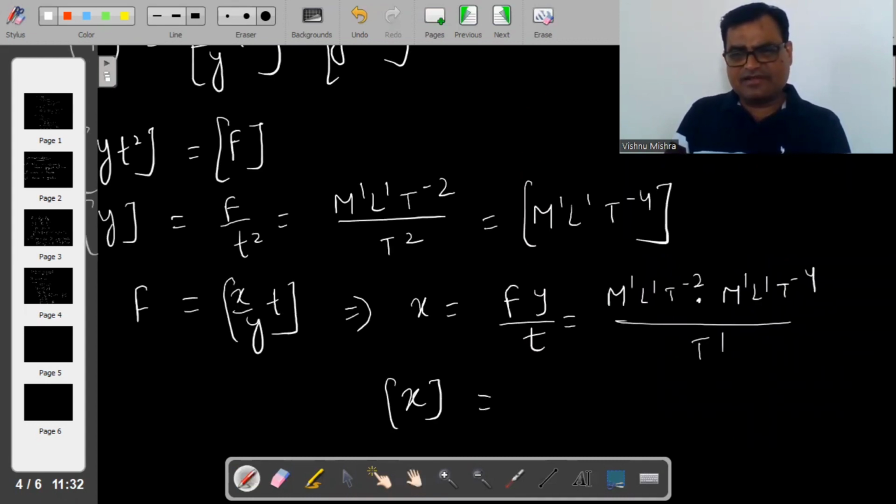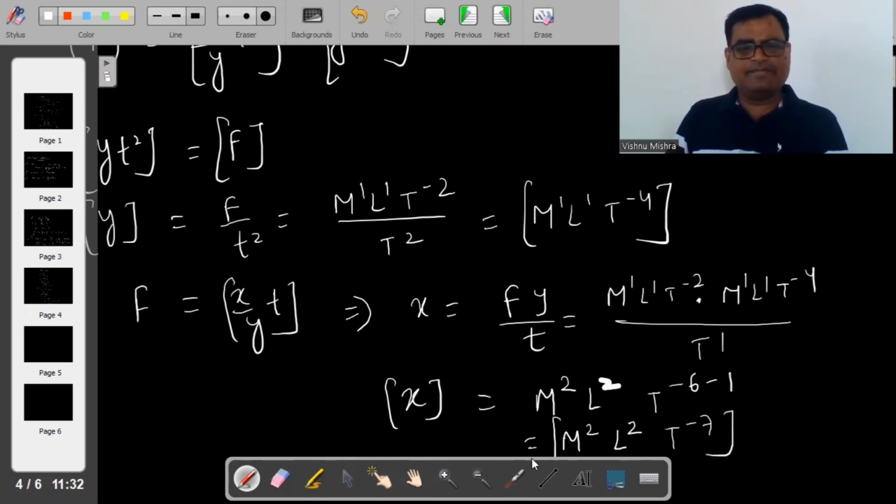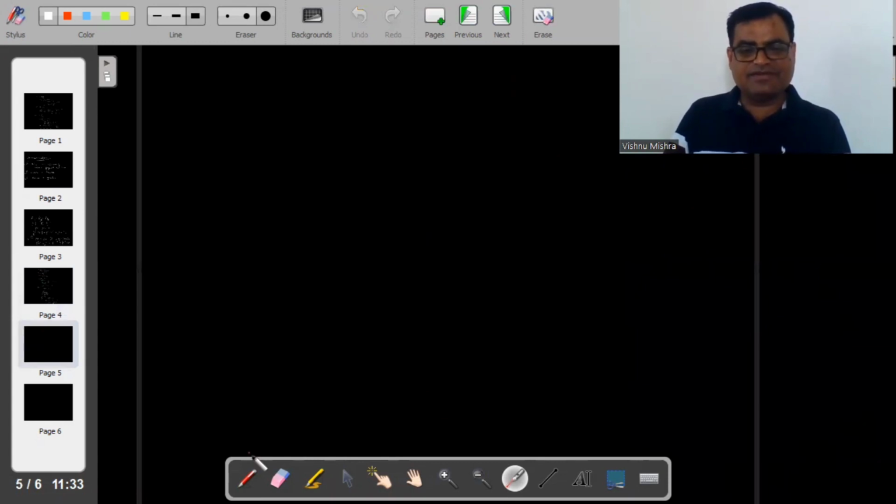So x is equal to, you are going to get M2 L2, and t to the minus 6, minus 1. That means this is M2, this is L2, and this is t minus 7. This is x. Clear? My y value is this much. This is the y and this is the x. Understood how to calculate? Wherever you see plus minus, the dimension is always the same. Clear?